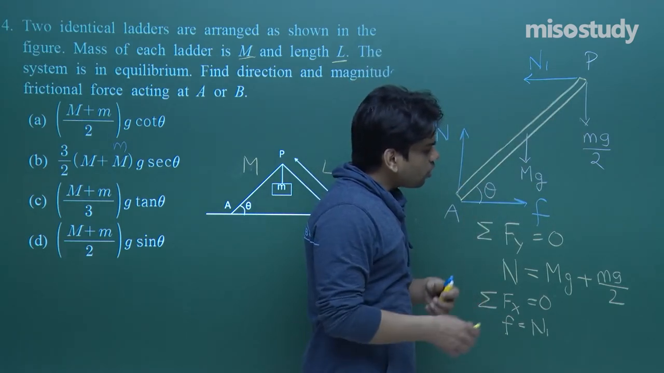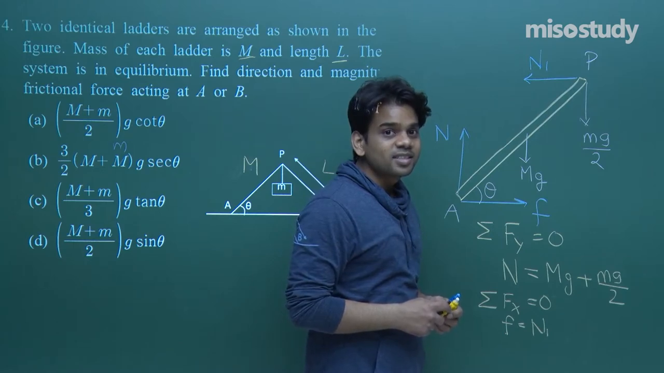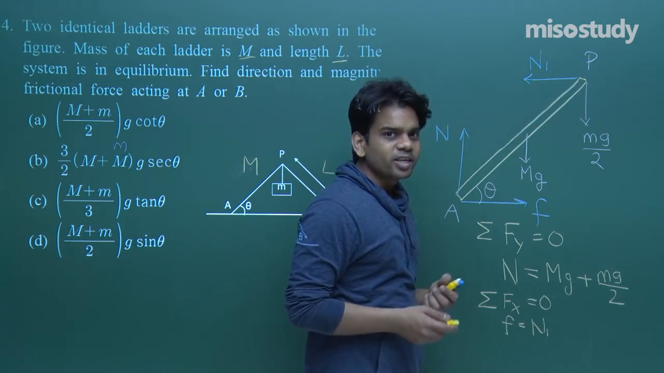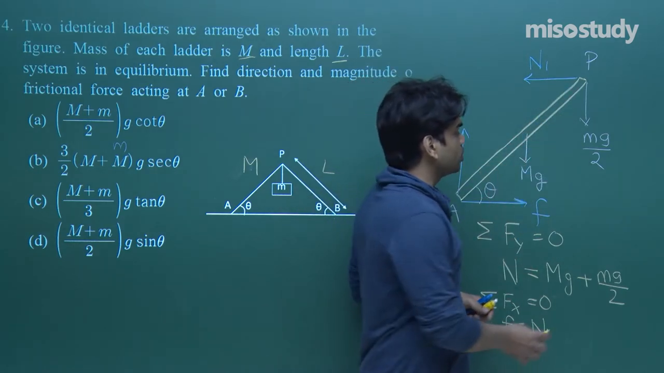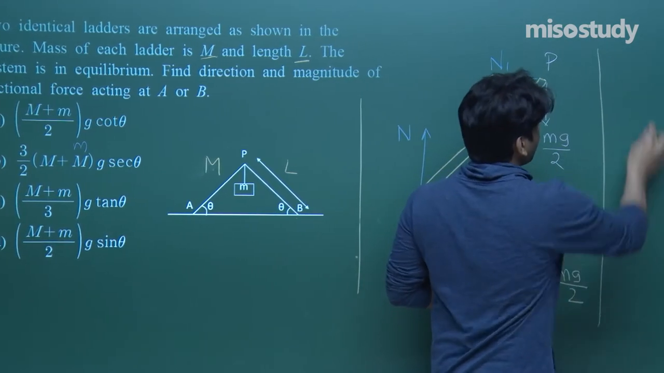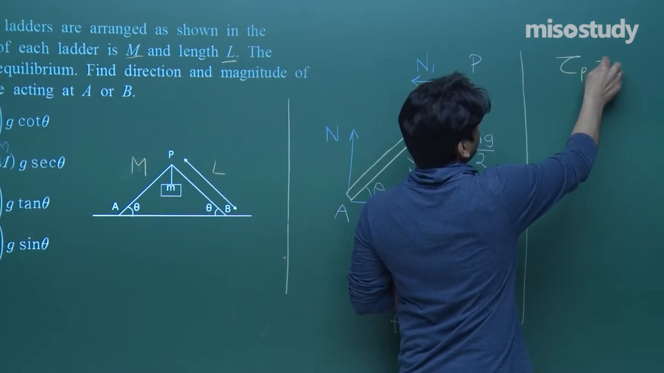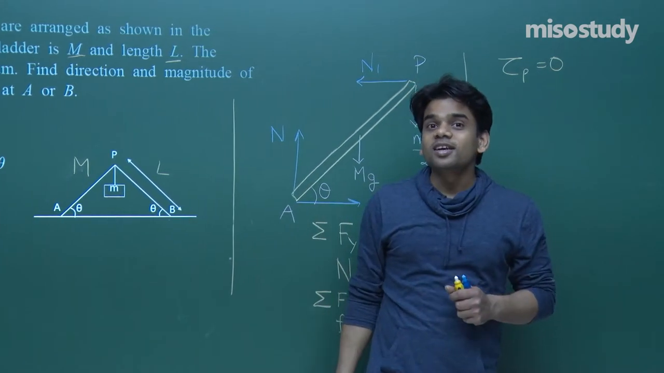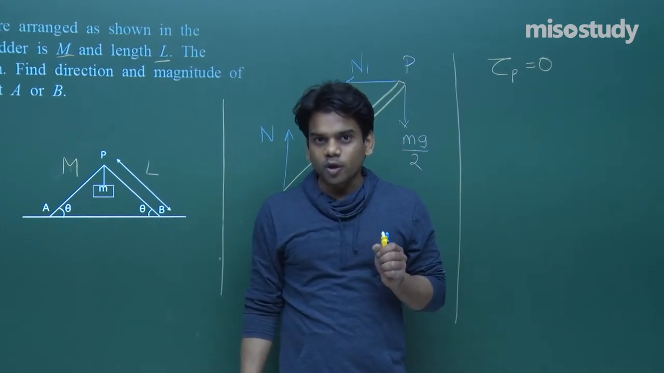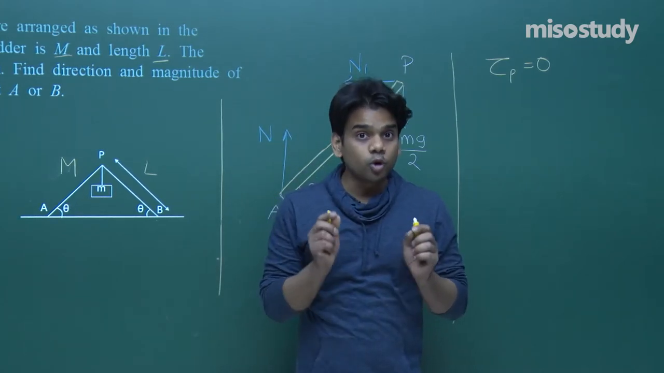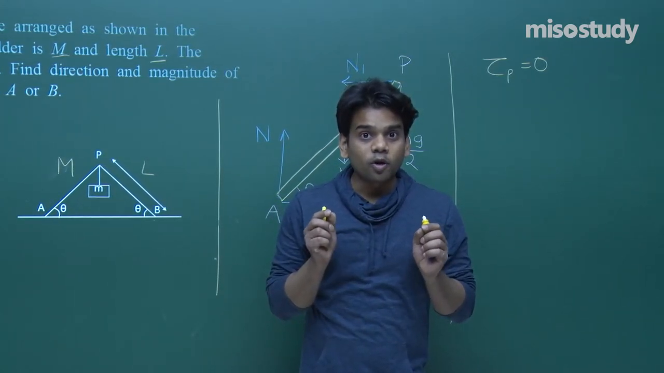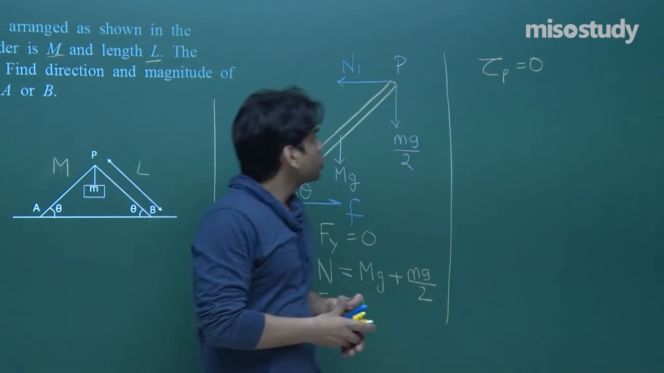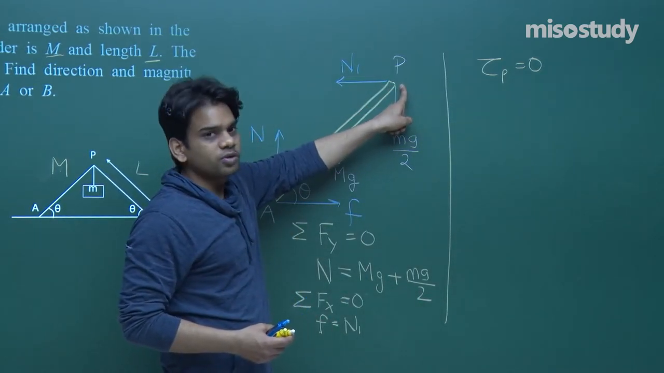Now, after all this, let's see the rotational equilibrium. The net torque acting about this point P should be 0. I'm using torque here; if you are not aware of this, take this as the moment of force. Torque is actually moment of force. I have told you about equilibrium, that the moment of all the forces should be 0. So about this point P, we are talking about moment of forces.